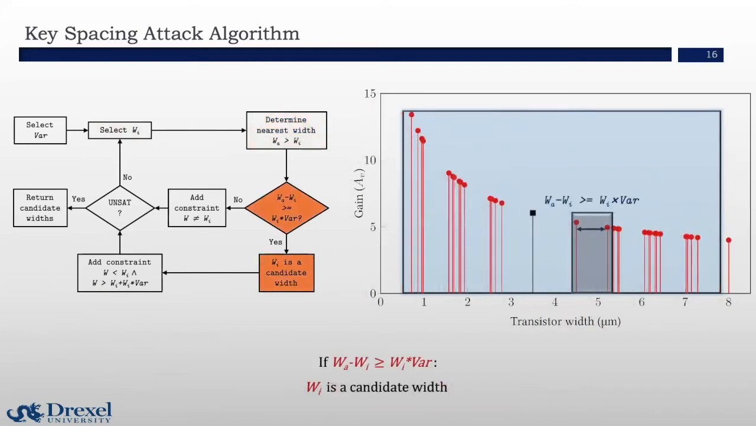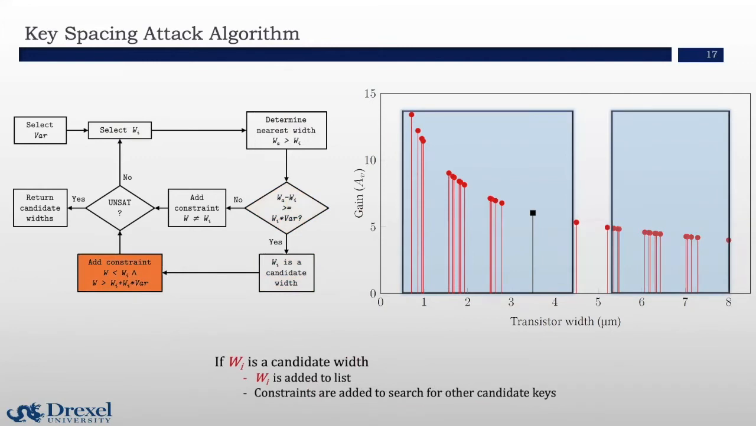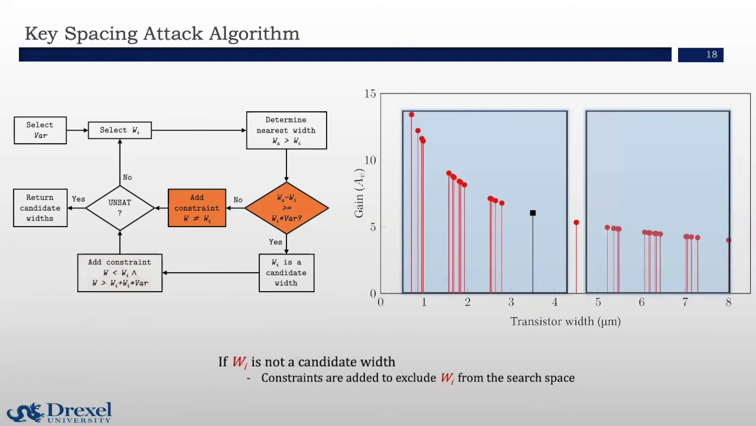If WA minus Wi is greater than or equal to Wi times the variation, then Wi is considered as a candidate width. Once Wi is considered as a candidate width, constraints are added such that the two widths are excluded from the search space. If WA minus Wi is less than Wi times the variation, then Wi is not a candidate key, and the constraints are added to exclude Wi from the search space. So the algorithm determines all the candidate widths in the search space and returns the list of all the candidate widths at the end.